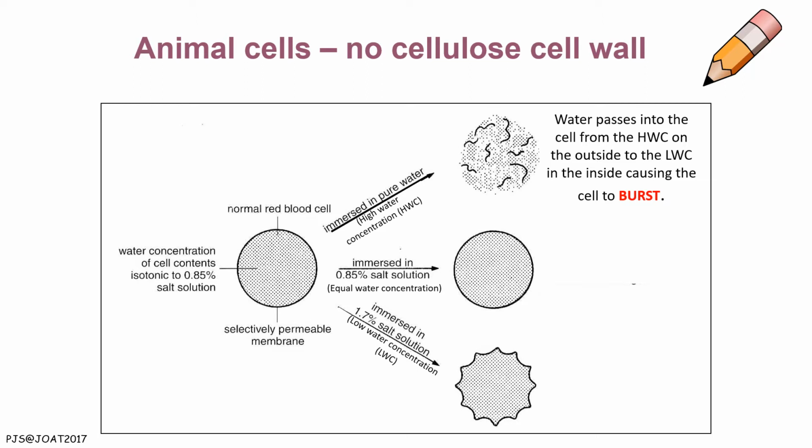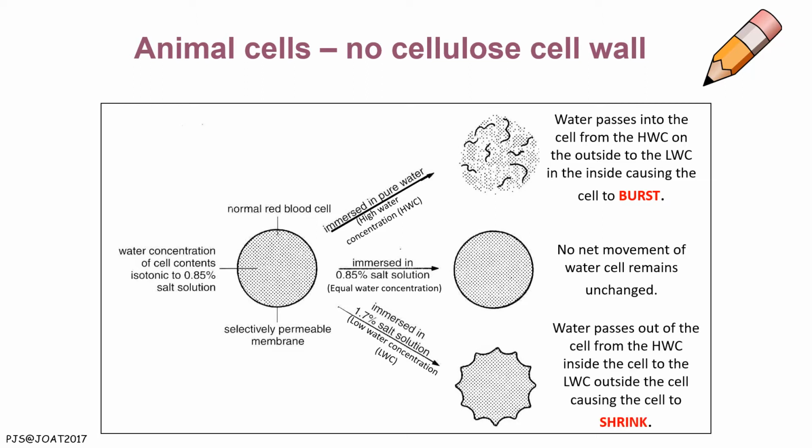If you put the animal cell into an equal water concentration, then there's no net movement of water, so the cell remains the same shape and it remains unchanged. And if you put an animal cell into a salty solution, so more salty than the cell content, the water passes out of the cell from the high water concentration inside the cell to the low water concentration outside of the cell, and it will cause the cell to shrink. So you're wanting to say where the water is going from and going to, and what's happening to the cell.